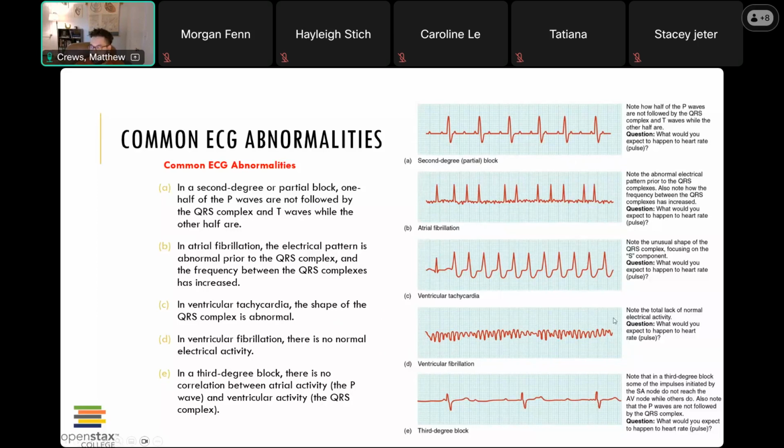Okay. So, what would you expect to happen to the pulse if the ventricles aren't squeezing? Anybody want to take a guess?